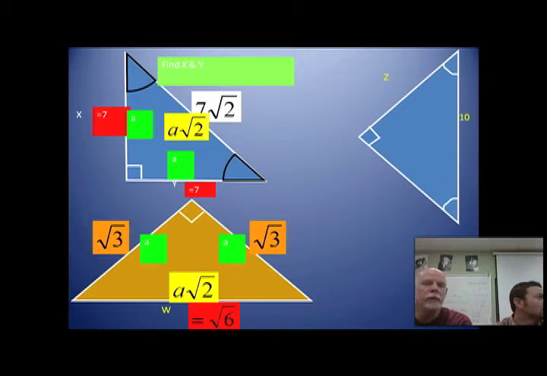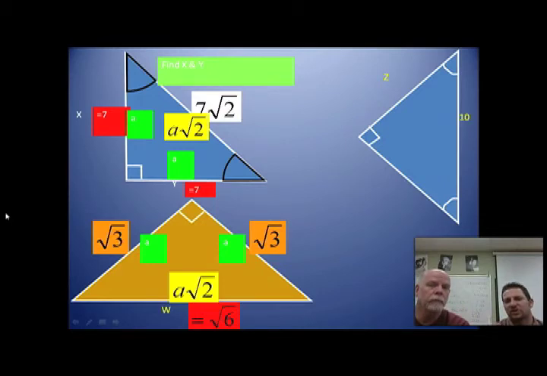This example, they give us the hypotenuse. The only problem with this one compared to the first example on this slide is the hypotenuse now does not have a radical 2 in it. So that does make this a little bit more complicated. In fact, this is as complicated as these get. I'd say it's one of the more complicated things we've done up to this point this year.